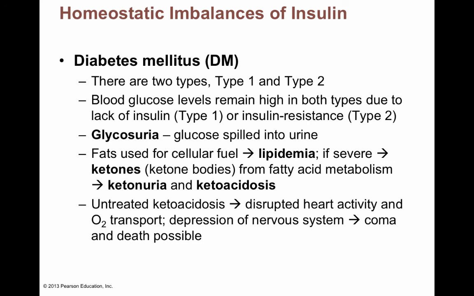So diabetes mellitus, DM, there are two types of this. There's type 1 and type 2. Essentially, blood glucose levels remain high in both types due to basically lack of insulin, type 1. So type 1 tends to be more juvenile diabetes where you're not making insulin correctly. And type 2 is normally what you get when you're overweight and you're older, insulin resistance. And this is when you're making the insulin, but it's not working correctly.